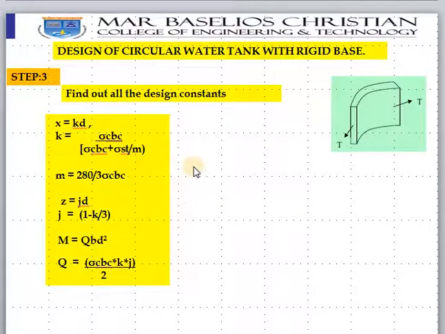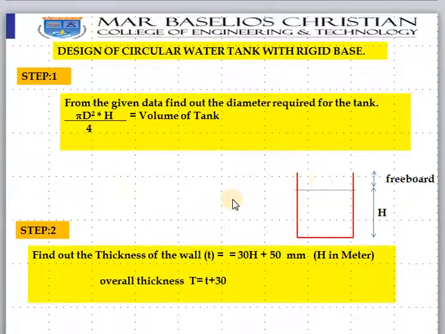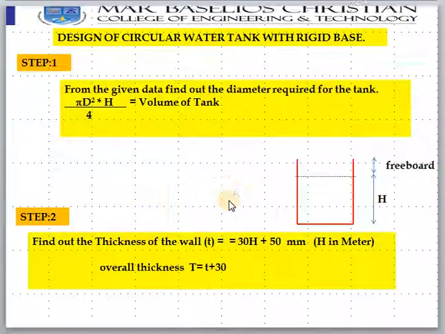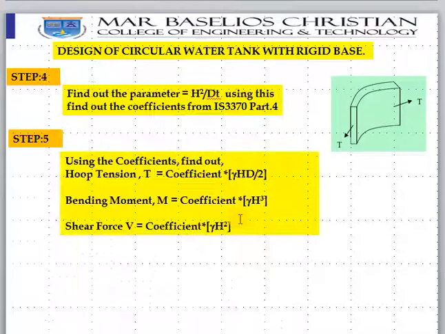And sigma ST, as I told you before, comes from this table. If it is Fe 415, you take 150. If it is Fe 250, you take 115. Then please find out all these things. Once these are done, the next step is, as usual, finding out the coefficients. Our aim is to find out hoop tension and bending moment. For hoop tension, you need to find out the coefficients.